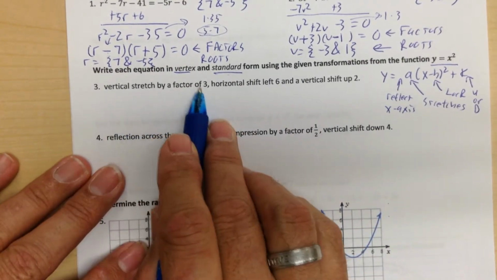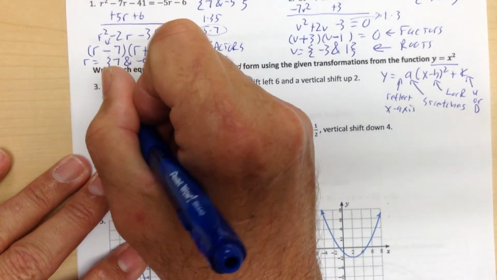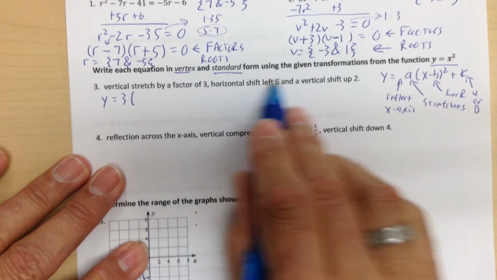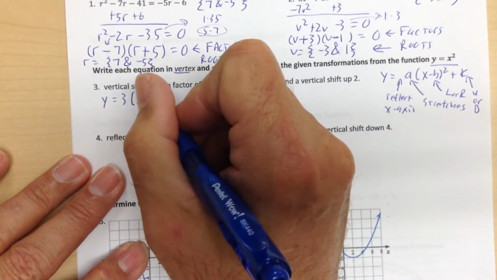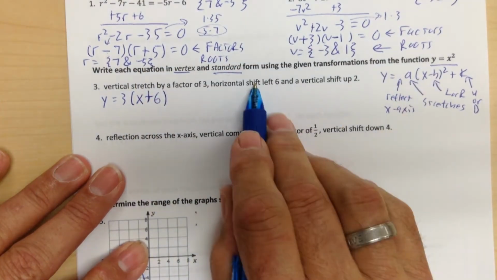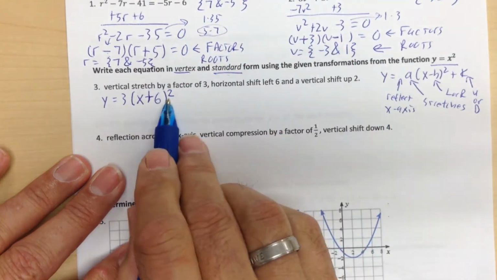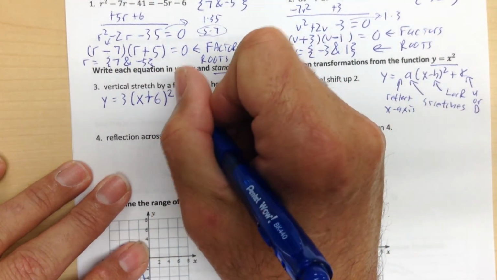So we have a vertical stretch of 3. That's going to go into our a spot. So y equals 3 parentheses. A horizontal shift left 6. If I put negative 6 in here, I'll get a plus 6. Remember, your h term is the opposite. So left 6 would be a positive 6. You square this. If you forget to put the square, you'll mess up. And then shift up 2, I'm going to put a plus 2.